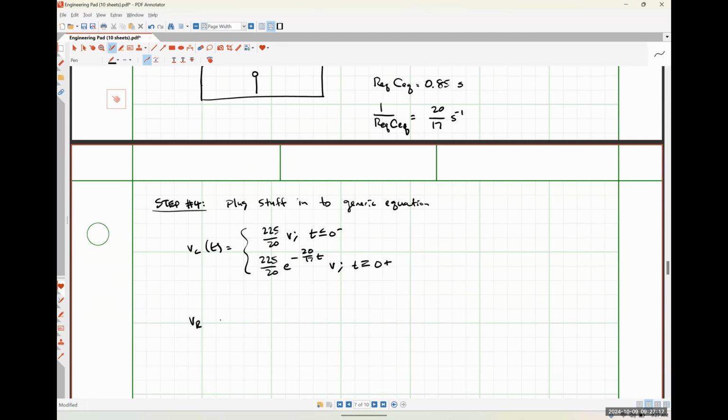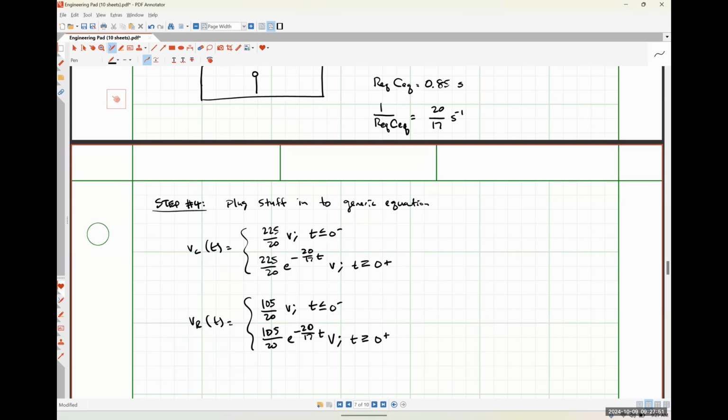Our resistor voltage was 105 over 20 at t equal to 0 minus, and it was the same. So I wrote it as 21 over 4, but that's the same thing as 105 over 20. E to the negative 20 over 17 t volts for t greater than or equal to 0 plus.